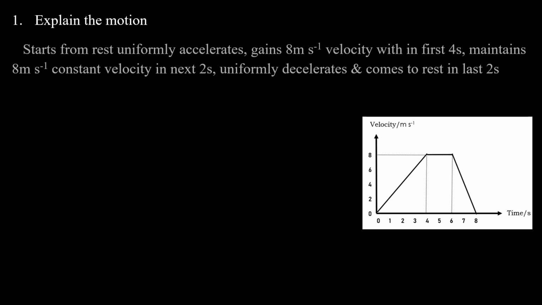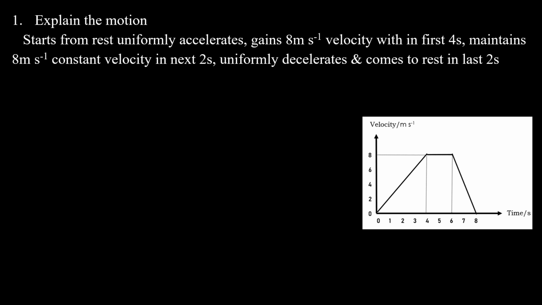Next they ask to explain the motion. Well, the object starts from rest. Why? Because the gradient is 0. Uniformly accelerates. Why? Because the gradient is constant. Gains 8 meters per second velocity within first 4 seconds. Maintains that 8 meters per second constant velocity in next 2 seconds. And uniformly decelerates and come to rest in last 2 seconds. So the object has accelerated, maintained a constant velocity, and then decelerated and comes to rest. So you just have to look at the graph and explain it.